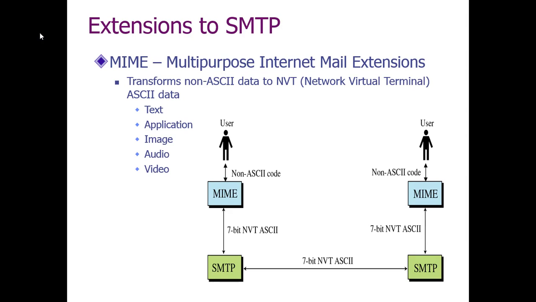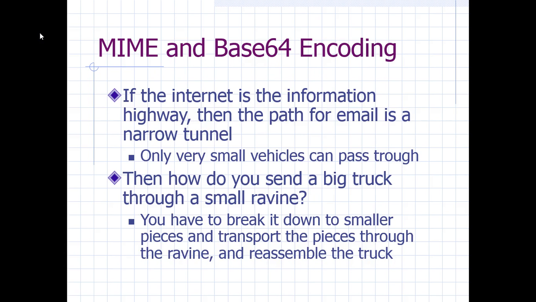What MIME does is it transforms the non-ASCII data, something like text, application, video, anything of that sort, to the network virtual terminal. This converts non-ASCII data to the NVT. As you see in this figure, there is non-ASCII code that is being sent, and MIME would convert it to the 7-bit NVT ASCII format, and it's sent to the SMTP. This is how the conversion happens.